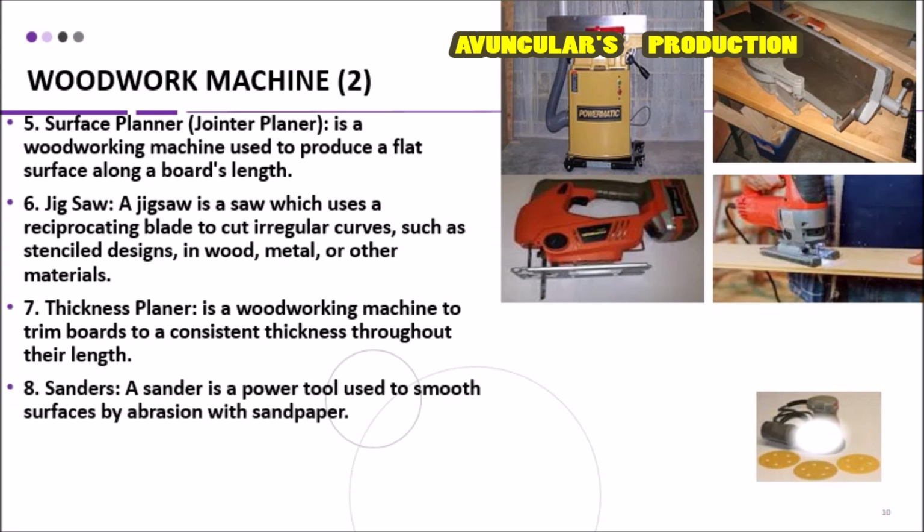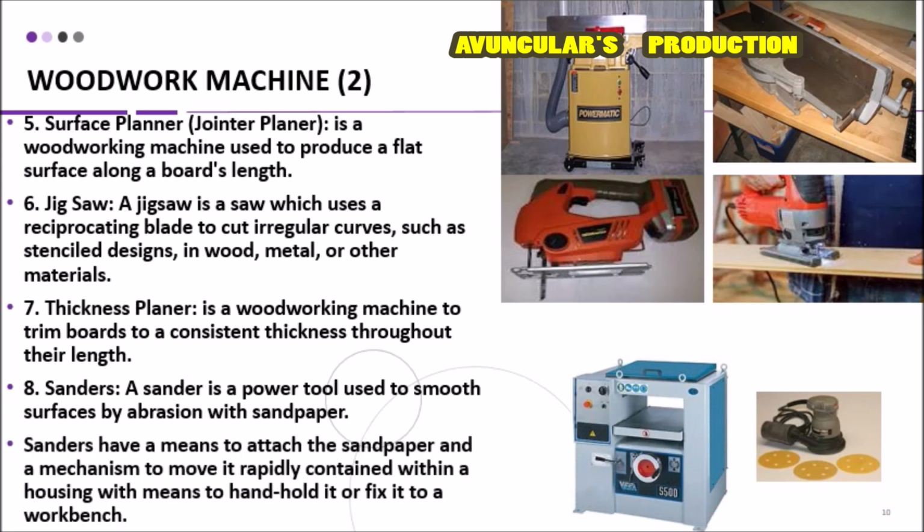A sander is a power tool used to smooth surface by abrasion with sandpaper. Sanders have a means to attach the sandpaper and a mechanism to move it rapidly, contained within a housing with means to handhold it or fix it to a workbench.